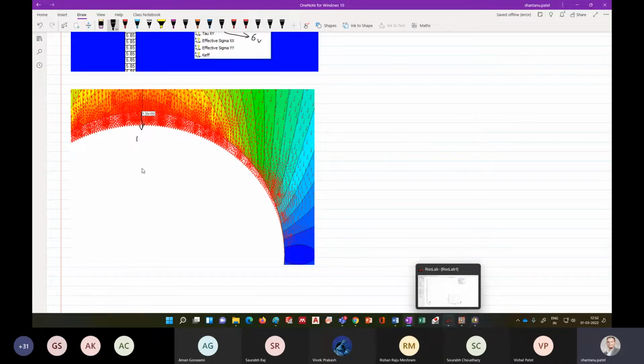In centimeter, what will be the value? Can anybody tell me what the value is in centimeter? So this is in meter. Yes, this is in meter. No, into 10 to the power minus 2 is there, right? So 1.32 centimeter. From here you can find out that the displacement is 1.32 centimeter.